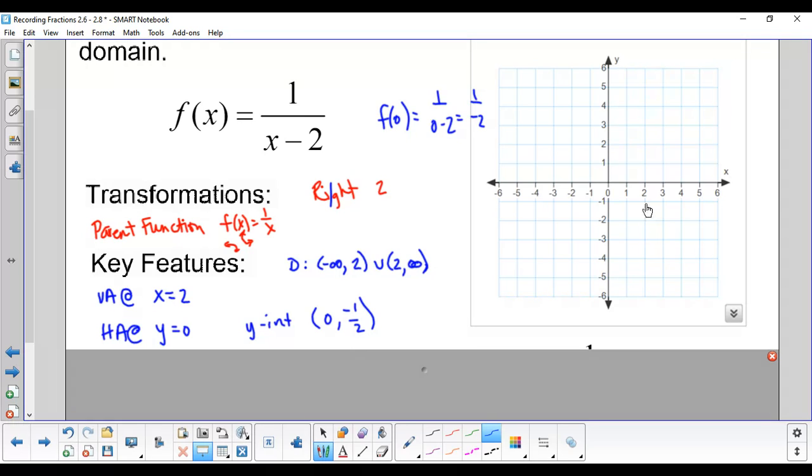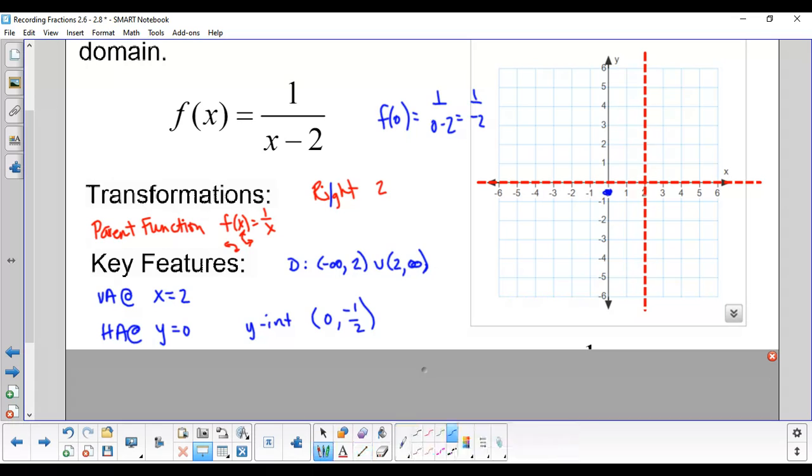All right, now before I really do a ton, I'm just going to go ahead and graph what I know. So 0, negative 1/2, I'm going to put a dot there. That's my y-intercept. I'm also going to grab my line tool and I'm going to plot a vertical asymptote at x equals 2 and a horizontal asymptote at y equals 0.